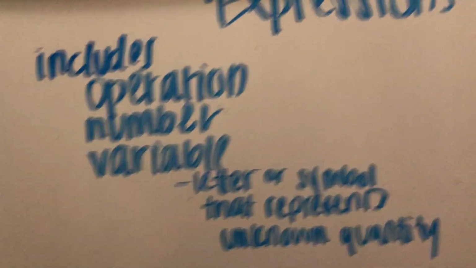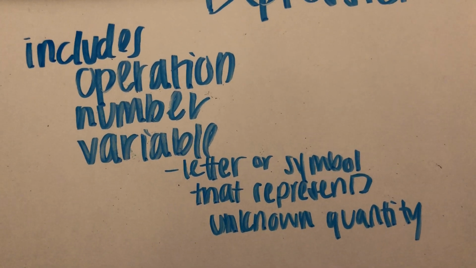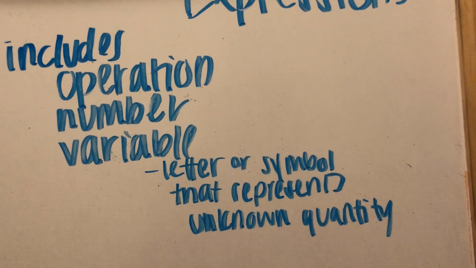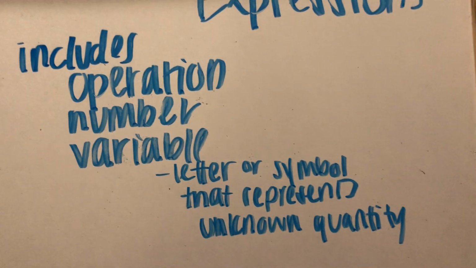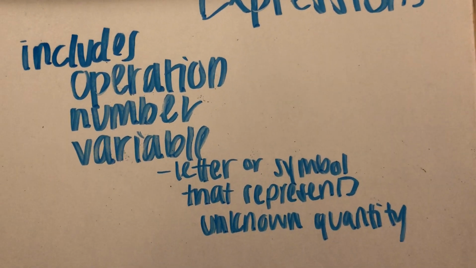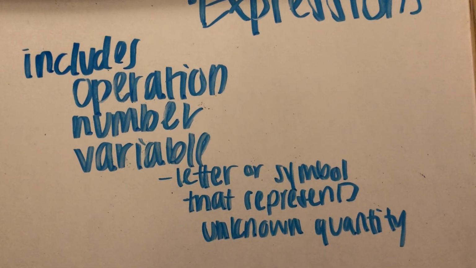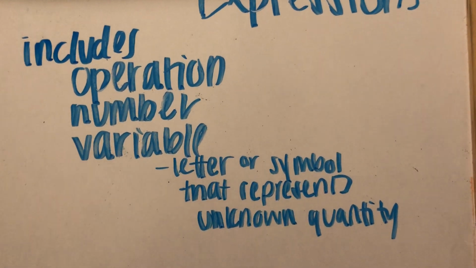Now, a variable is going to be a letter or symbol that represents an unknown quantity. So a variable can be any letter, and throughout the lesson, you will be seeing X, N, T, V. You're going to be using a wide variety. Listen to what it tells you there. But later on, we're going to figure out what that variable actually equals. But for now, it's going to be an unknown quantity.